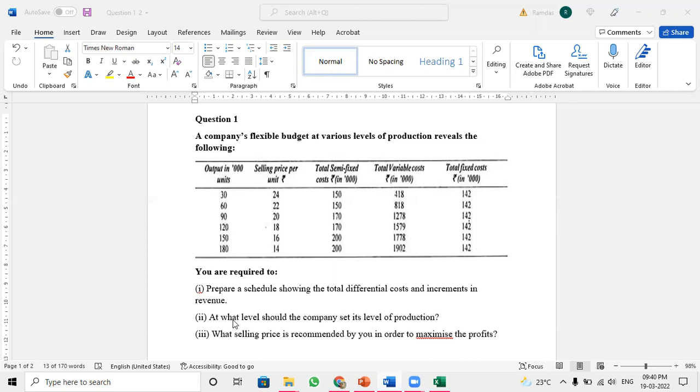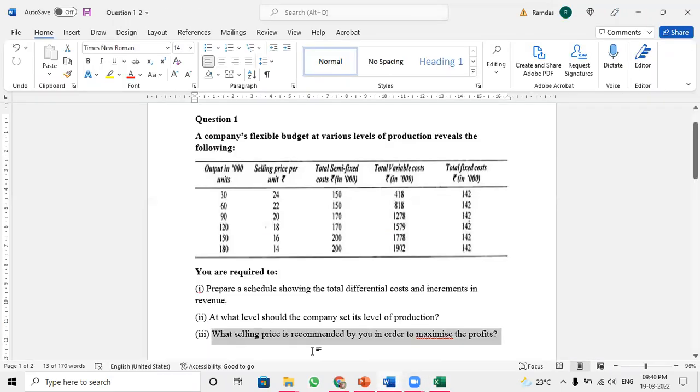And also you need to decide on what level the company should set its level of production. Also, what is the selling price that is to be recommended in order to maximize the profits. So to solve quickly, let's move into the Excel.